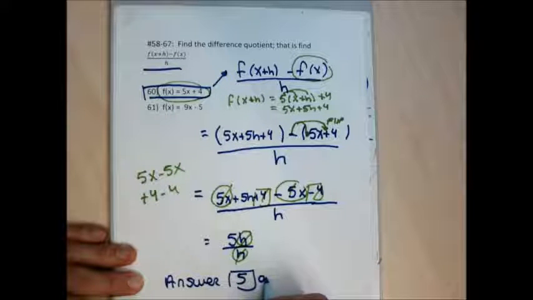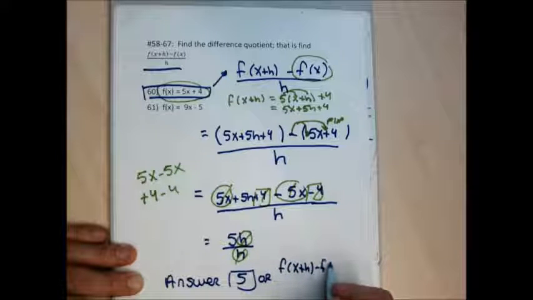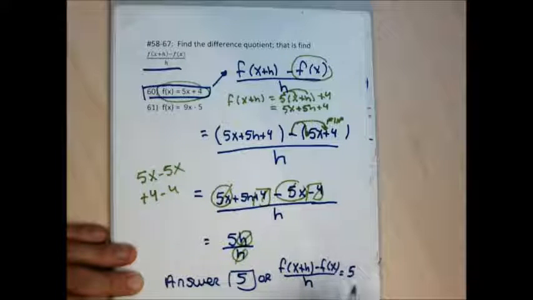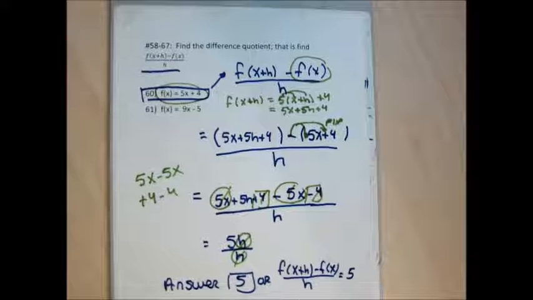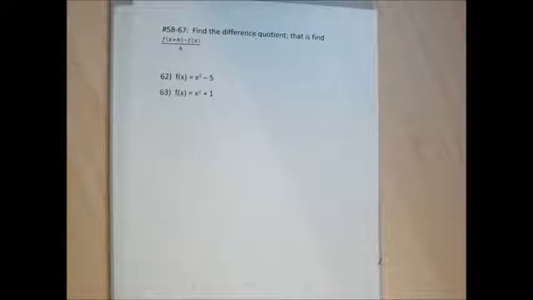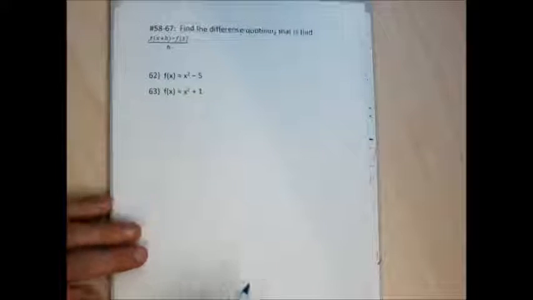But you certainly could say f of x plus h minus f of x over h equals 5. Or you could write the words difference quotient equals 5. All right, so give 61 a go. On the next page, I'm going to do 63 because it's a little bit harder. We have 3 more problems to do. I have 12 minutes to get them done, otherwise I get another video break.